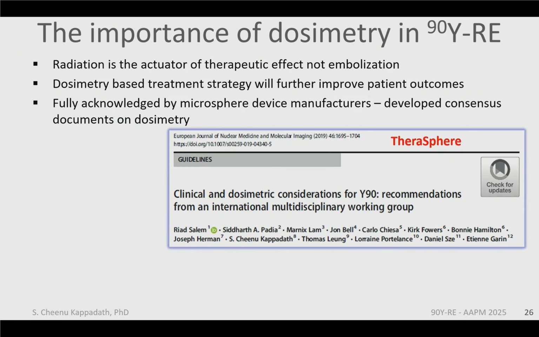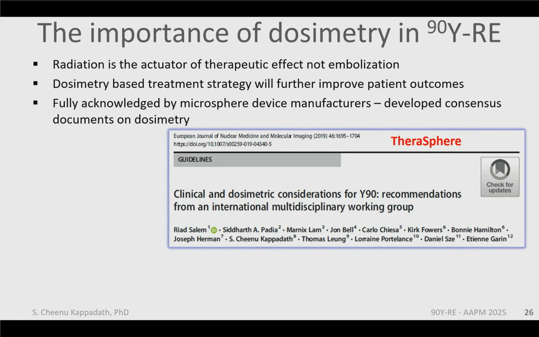So the importance of dosimetry is not just within this room. Everybody recognized that. Even the manufacturers recognize that, and they have developed full consensus documents of how to actually use dosimetry within the clinical care paradigm. There are such guidance documents put together by groups both for TheraSphere and SIR-Spheres, and I encourage you guys to read these papers.